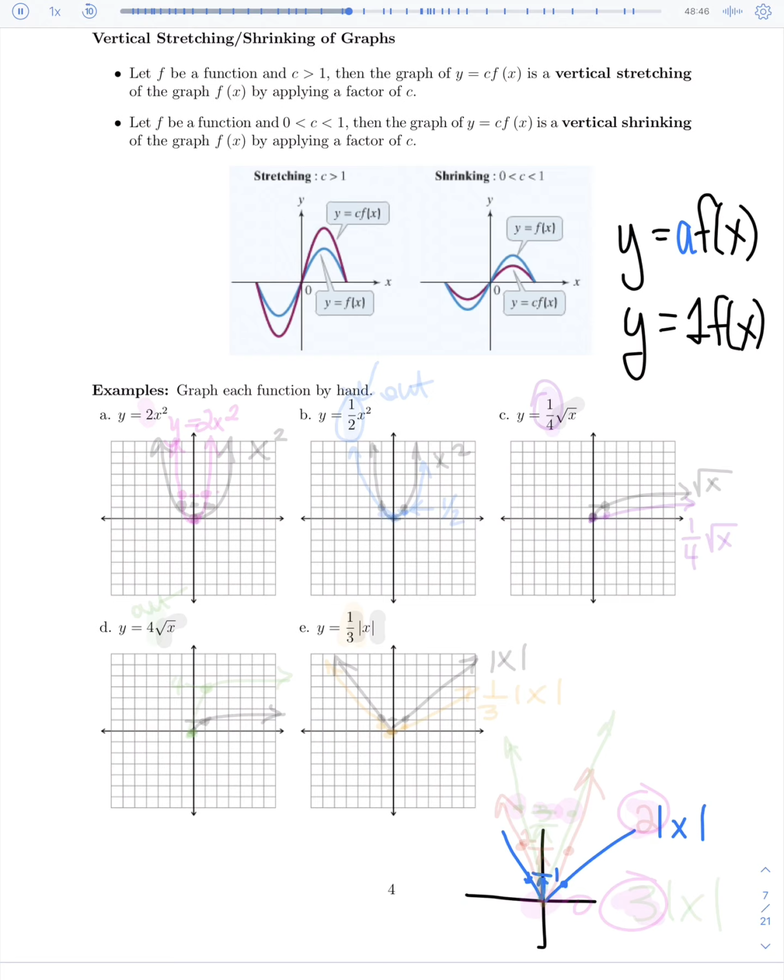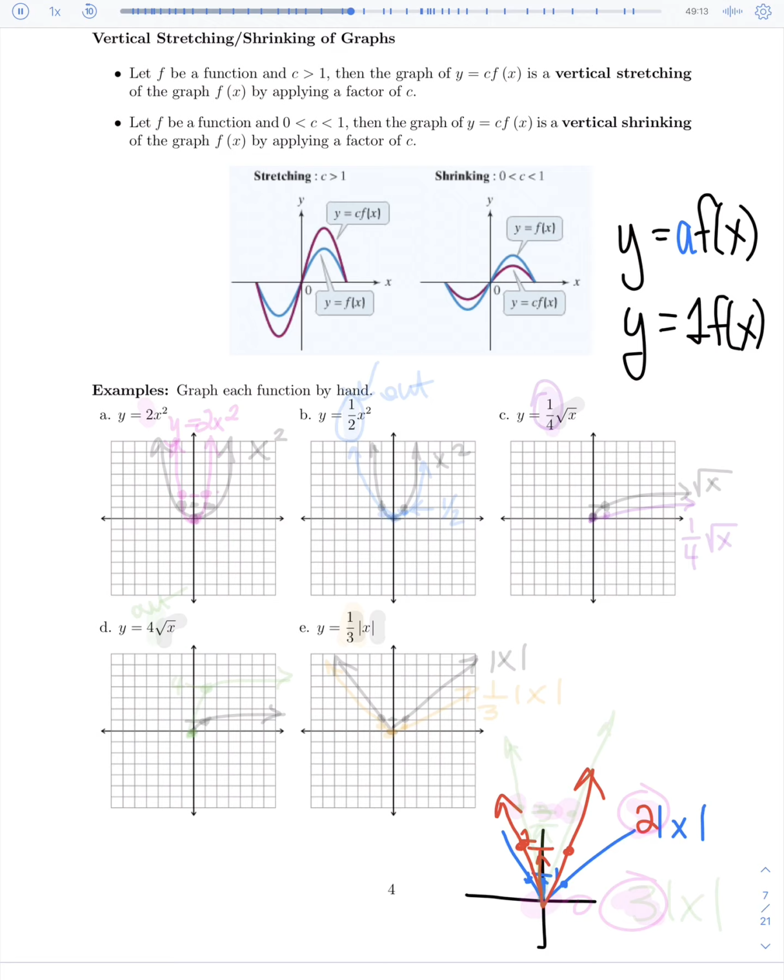Had we actually had a stretch of, let's say, 2, both of our points on either side, instead of being pulled up to 1, would actually get pulled up to a value of 2. We'd have the same x-coordinates at 1 and negative 1, we would just be getting pulled up to 2 instead of 1. So it looks something like this.